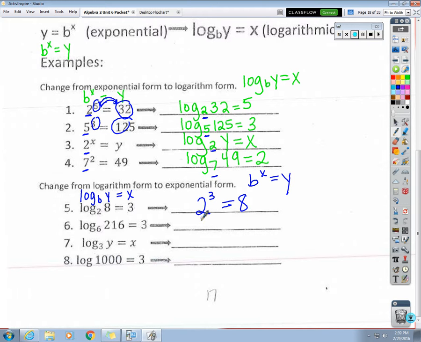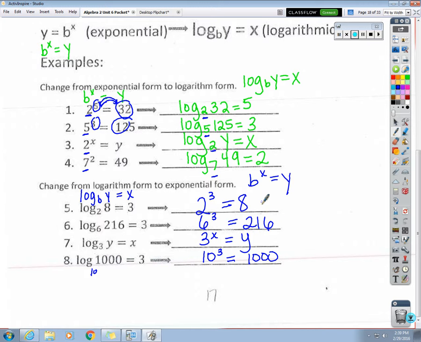Okay, so for number 6, what number comes first? What's the exponent? 3 equals, and doesn't that make sense? Isn't 6 times 6 times 6, 216? Okay, number 7, what's the base? To the, right, and so that one you can't really check. Okay, number 8, what's the base? 10. There's an understood 10 right there. And what do we do to it? Cube it, and you get 1,000.